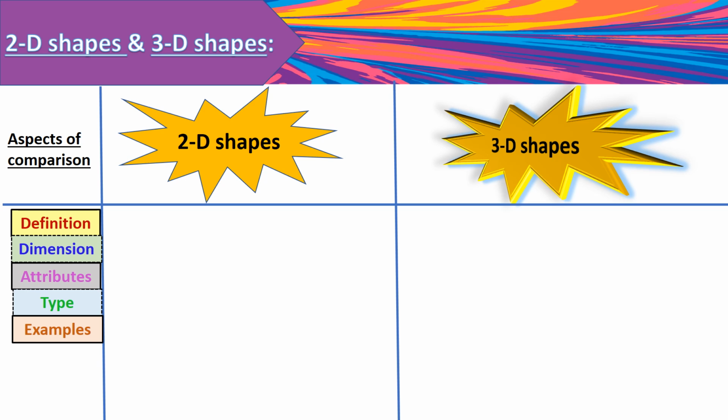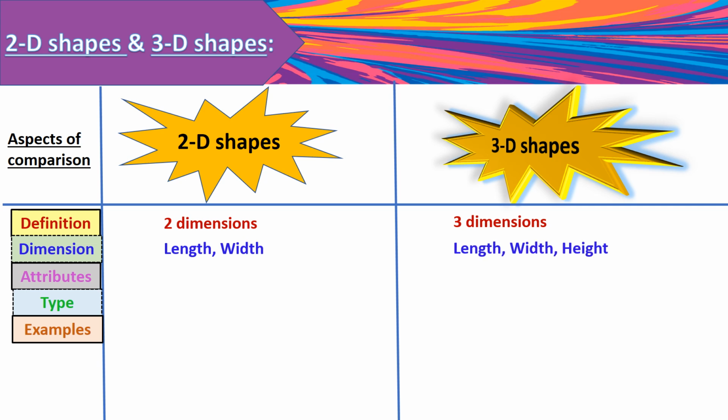In this slide we have a comparison between 2D shapes and 3D shapes. It's like a summary for our chapter. 2D shapes are 2-dimension shapes, and 3D shapes are 3-dimension shapes. What are the dimensions in 2D shapes? Length and width. And the dimensions in 3D shapes? Length, width, and height. Attributes: sides, vertices. And in 3D shapes, faces, edges, and vertices.